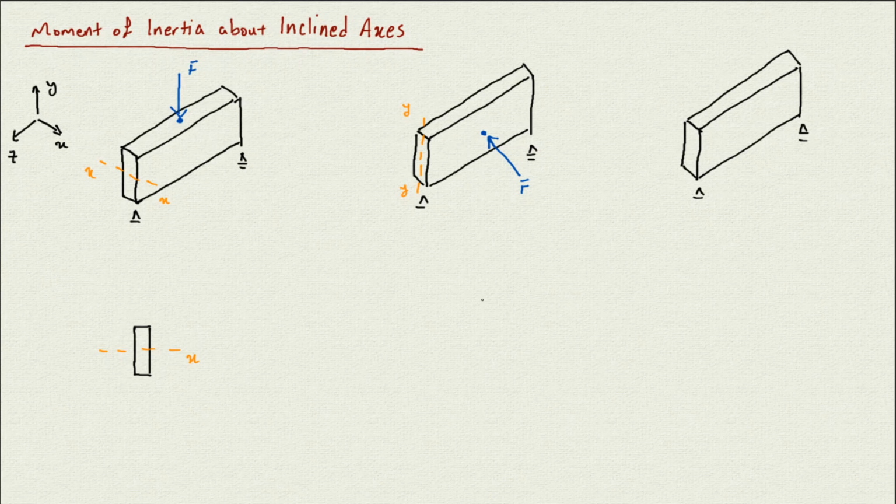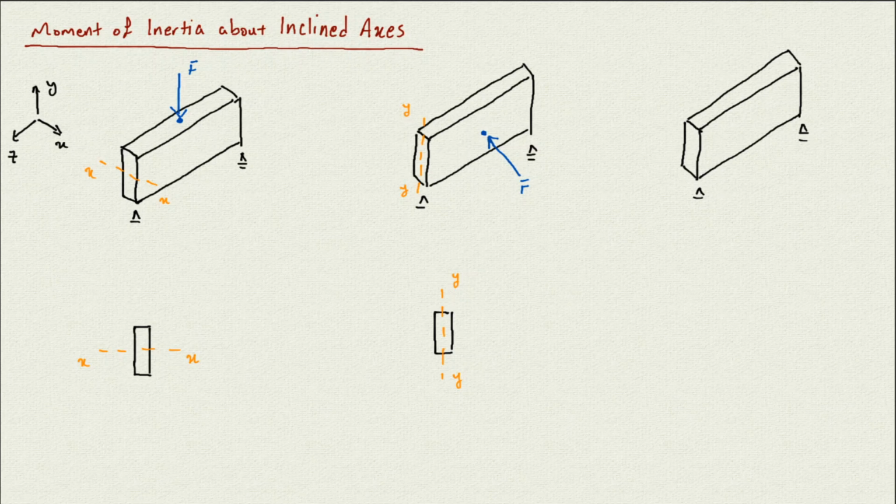If I draw that cross section from the front view, if it was the x-axis before, now it's going to bend about the y-axis. Here we can calculate the moment of inertia about the y-axis to see how it resists bending. So here we calculate the moment of inertia about x, and here the moment of inertia about y, to see how it resists the bending.